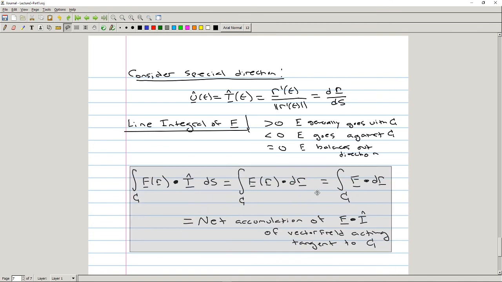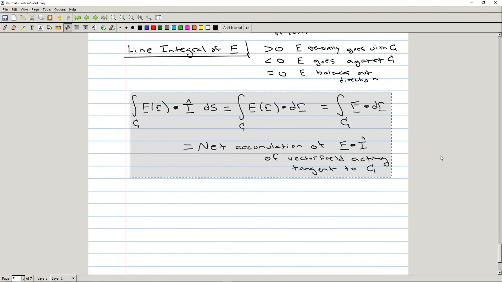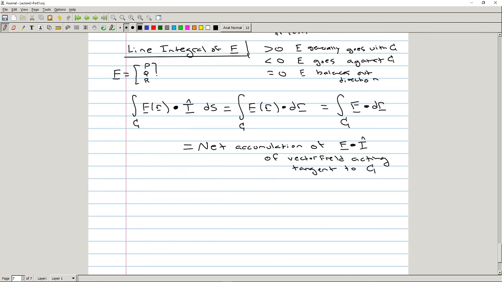So this is a very useful tool, and we're going to see that it's a super useful tool for many different applications. Another very common notation that you'll see for the line integral uses the fact that f is typically denoted as P, Q, R. Right, so this is coming from this notation right here.